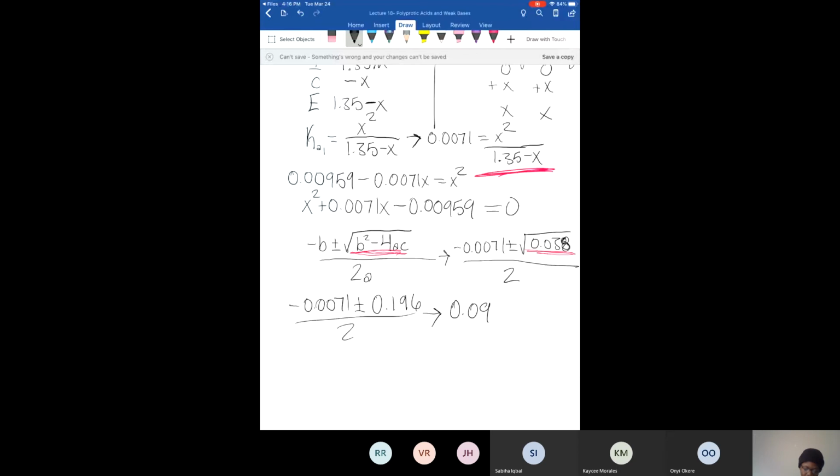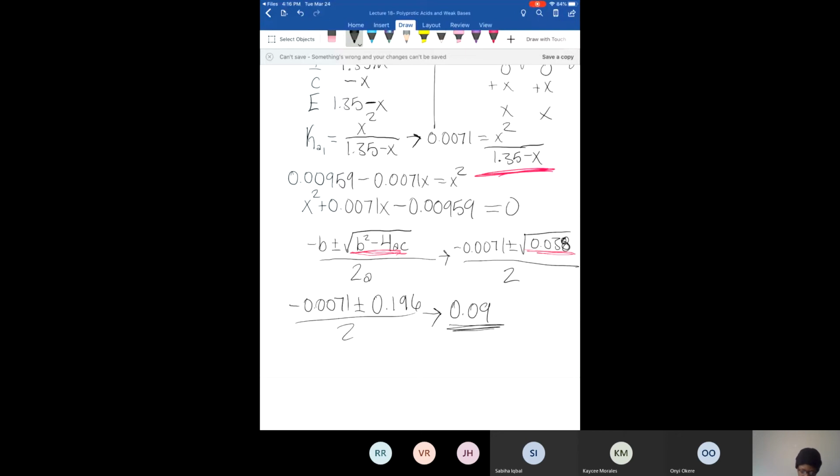I'm not going to do the other, 0.0071 minus 0.196, because I know it's going to be negative, and you can't have a negative x value. That doesn't make sense, because that means you're gaining concentration for the reactants and losing concentration for the products, and that can't happen. So your x value is 0.09.